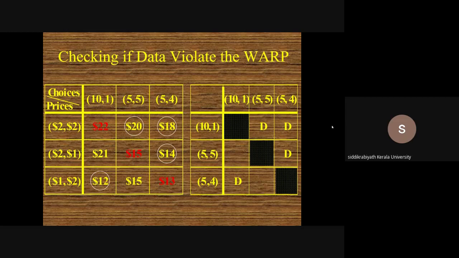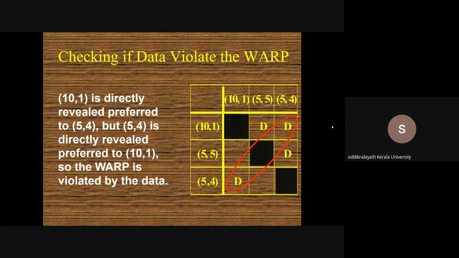Like, when I made a choice, what I've done is actually I've gone for a better thing as far as these particular combinations are concerned. Okay, so fine. So 10-1 is directly revealed preferred to 5-4, but 5-4 is directly revealed preferred to 10-1. So the WARP is violated in this case.